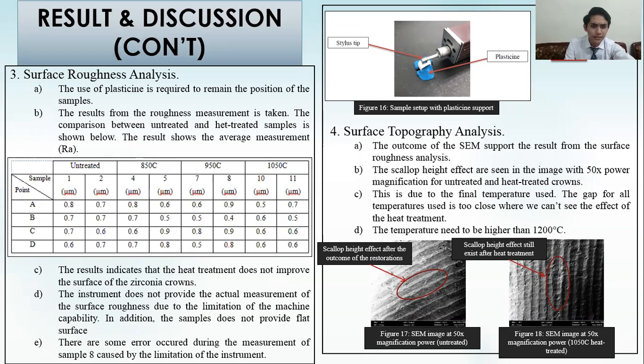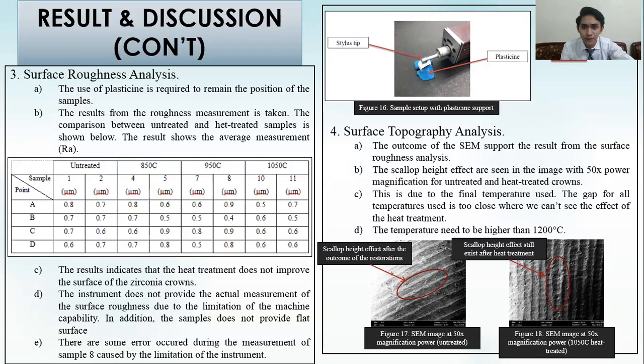measurement was taken at each side of the samples. The selected measurement area is because they have wide and quite flat surfaces, which are easy to measure. During the apparatus setup, a problem occurred where the sample moved from its position when the stylus tip started to take the measurement. Plasticine is required to hold the position of the sample, as you can see in figure 16.